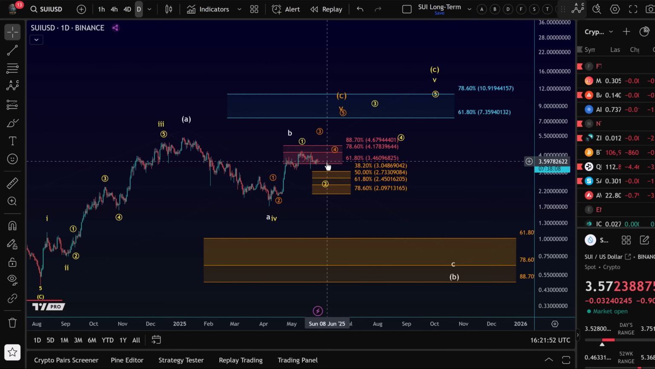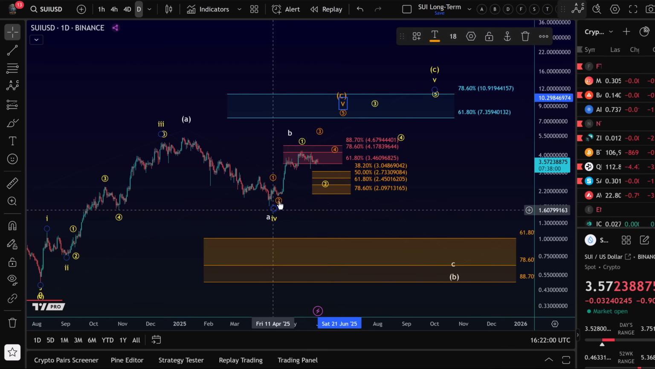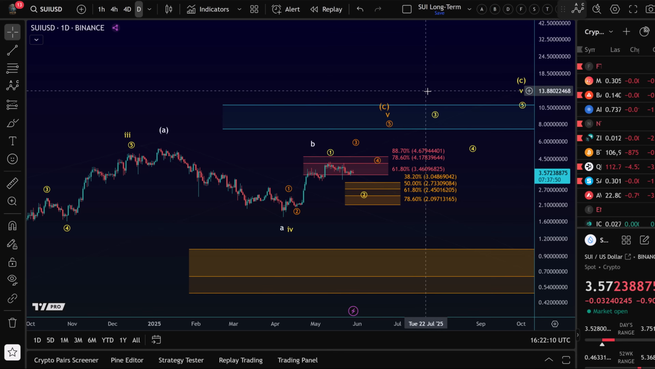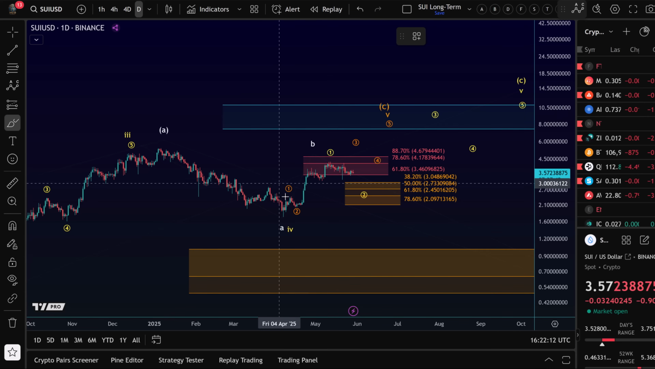Now, if we don't get a deeper pullback and we break out directly from here to the upside, then it is technically possible that this 5th wave is done in a very straight, direct fashion without a nicely and clearly defined 5-wave pattern. So that's our orange scenario. In the orange scenario, we might go higher more directly.